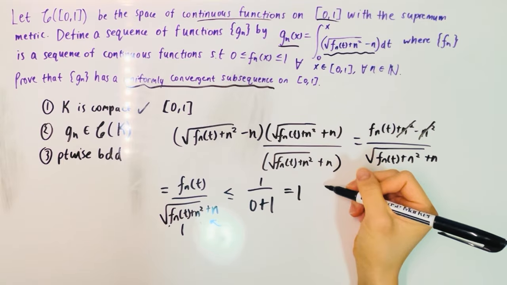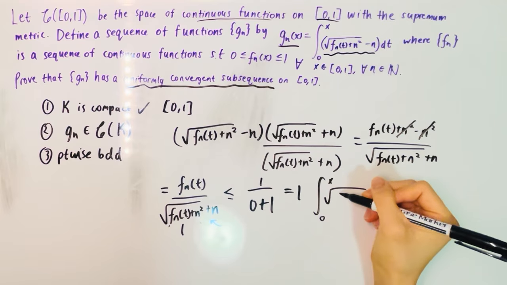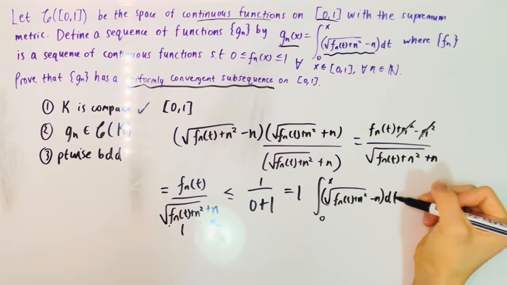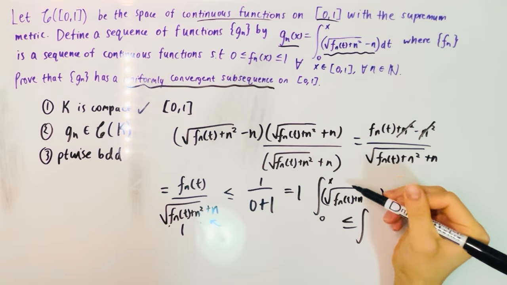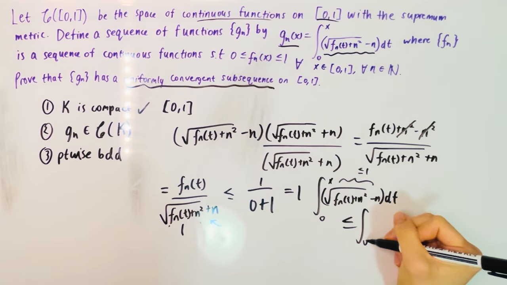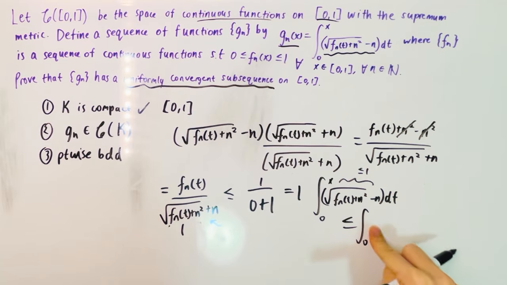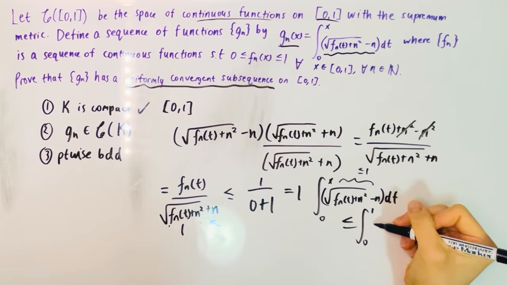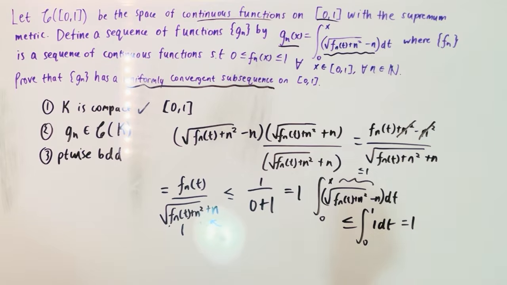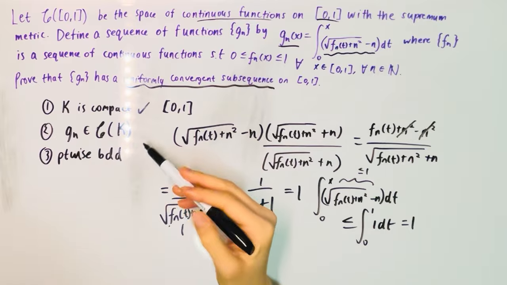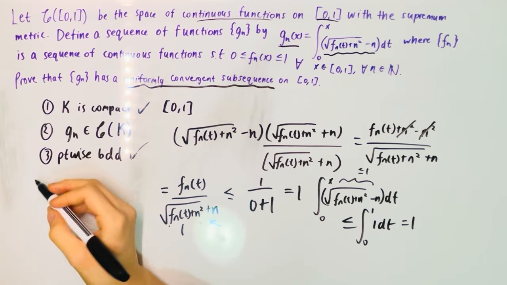And thus we have that this integral is bounded above by 1. And notice that x can only range from 0 to 1, so it's actually bounded above by the integral from 0 to 1 of 1 dt, which is equal to 1. All right, so we have that it's uniformly bounded, since for all n, this thing is bounded above by 1, which is in the reals, so it's uniformly bounded and thus pointwise bounded.